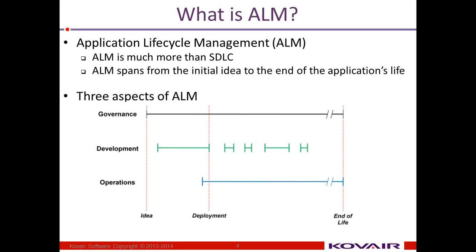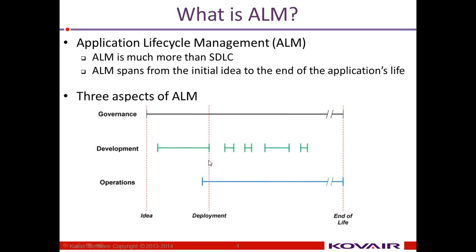As illustrated in the picture, ALM can be divided into three distinct areas: governance, development, and operations, showing each of these in its own horizontal line. Now, an application's life cycle begins with an idea. Once it is created, the next big event is deployment, where the application goes into production, and finally, when it no longer has business value, the application reaches end of life and is removed from service.